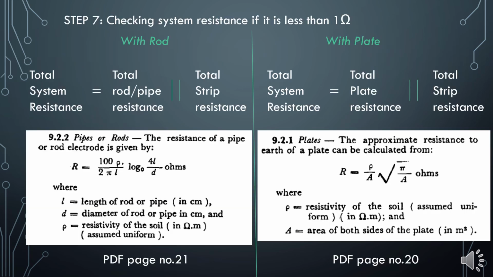Our job does not finish yet just by calculating number of pits. We have to check system earth resistance. It should be less than 1 ohm. System resistance will be effective resistance of all pits and grid conductor, that is earthing strip in our case. Formula for calculating resistance of rod and plate is provided in standard. Snapshot of the same is attached in video.